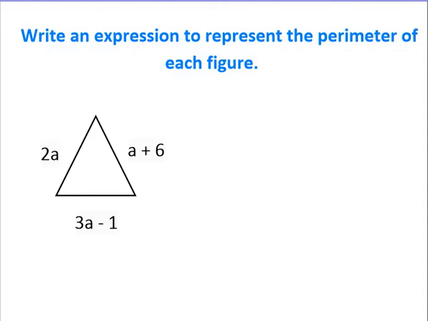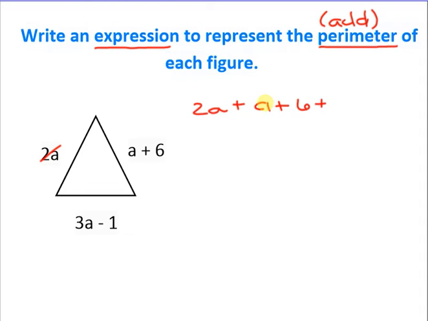All right. Now we have a triangle, but we're going to do the exact same thing. We're going to write an expression to represent the perimeter here. We can start on any side we want to. I'm just going to start over here with the 2a, but remember, we're going to add it all together. So here we have 2a plus a plus 6 plus 3a minus 1.